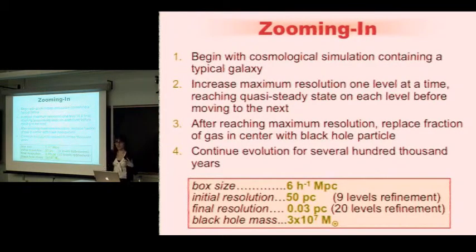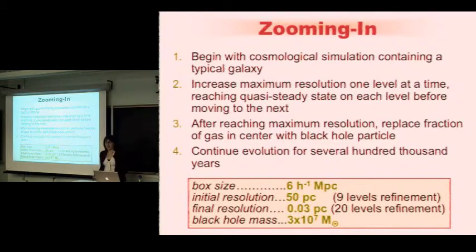So just sort of a summary of the zoom-in process. We begin with this cosmology simulation, which contains a typical galaxy. Increase the maximum resolution one level at a time so that it reaches this quasi-stationary state on each level before we go to the next.